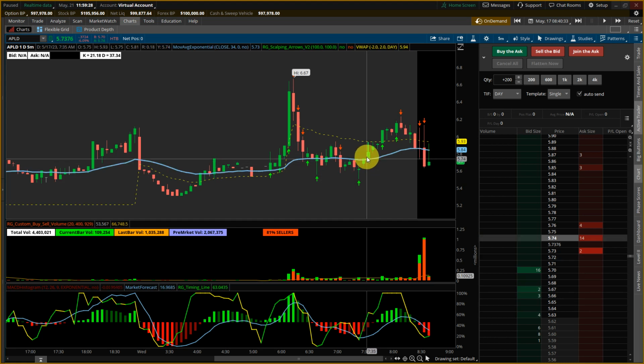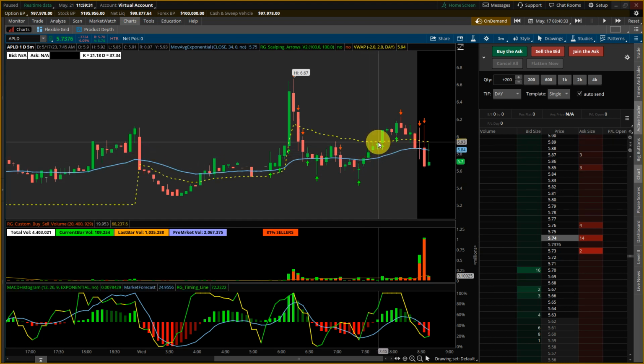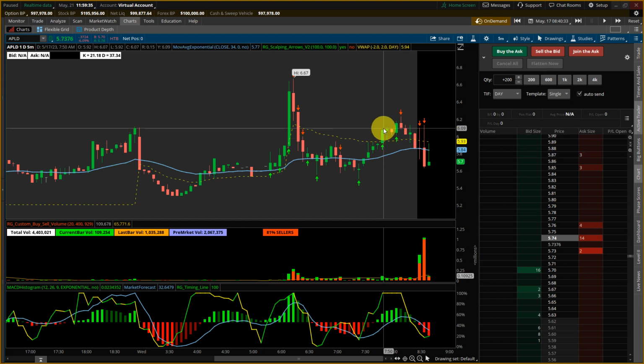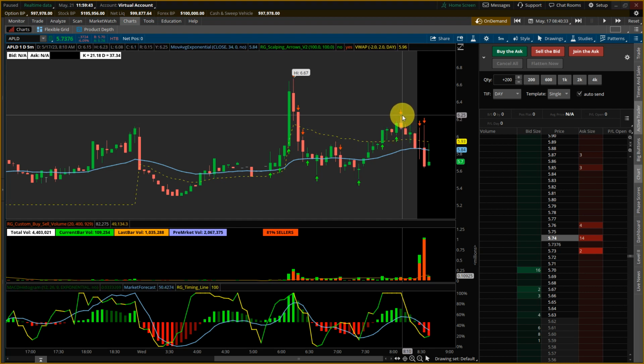The volume decreased, but we're still buyers. And then the volume spiked again with buyers. Then it pulled back a little here and it spiked again with buyers. Then you catch a red arrow where you have sellers coming in on a volume spike, which is an indication to get out.